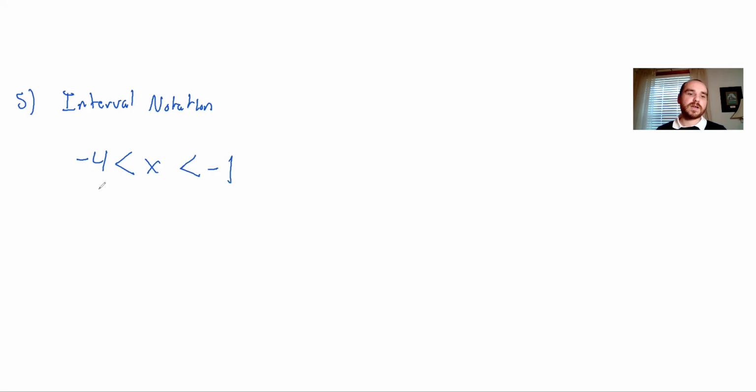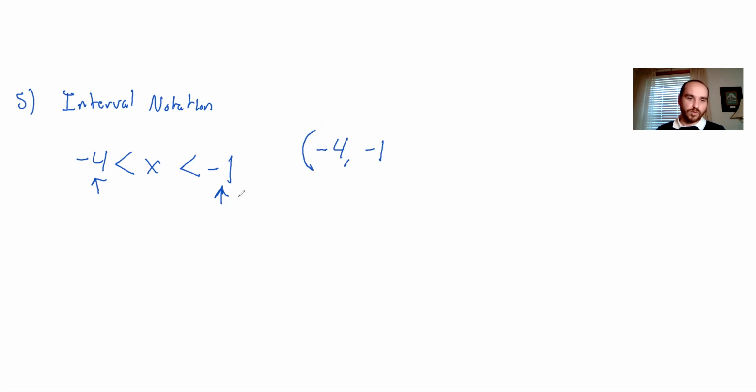The first thing we need to do is identify our smallest and largest value that x can be. So in this case, the smallest value can be is -4. The largest value is -1. So our points are going to be -4 and -1. And then the key is to determine whether or not they're included or excluded from our interval. So if x is -4, this is no longer true because -4 is not greater than -4. So -4 is excluded, so we can do that.